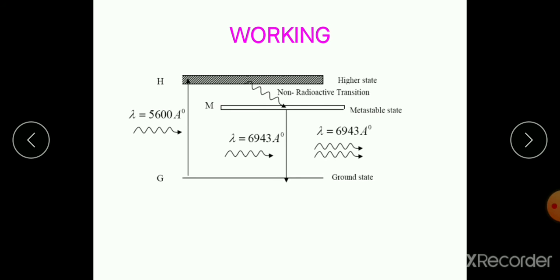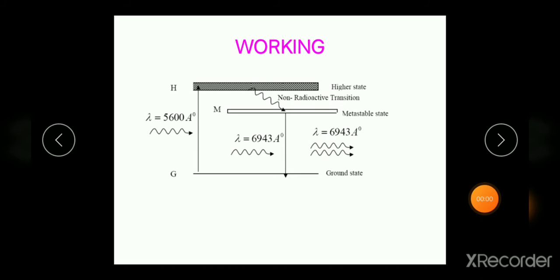when the excited chromium ion passes spontaneously from M to G. It emits one photon of wavelength 6943 angstrom. The photon reflects back and forth by the silvered ends until it stimulates an excited chromium ion present in the metastable state, and it emits a fresh photon which is in phase with the earlier one. The process is repeated again and again until the laser beam intensity reaches a sufficient value. When the photon beam becomes sufficiently intense, it emerges through the partially silvered end of the rod.